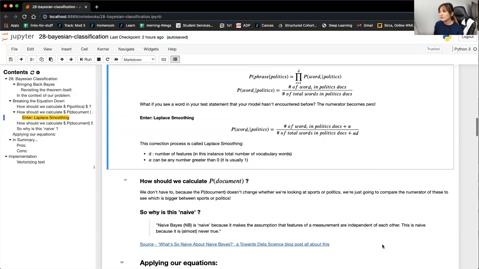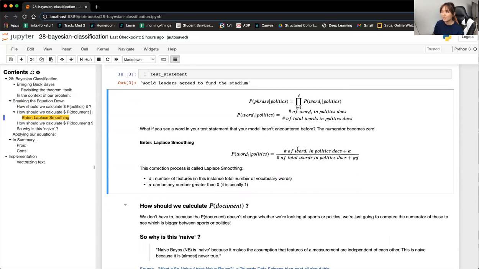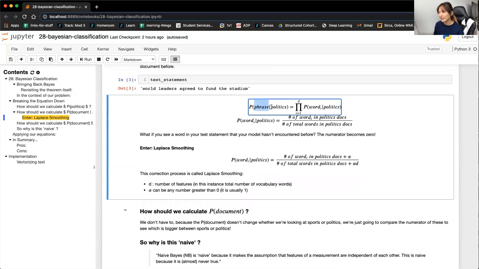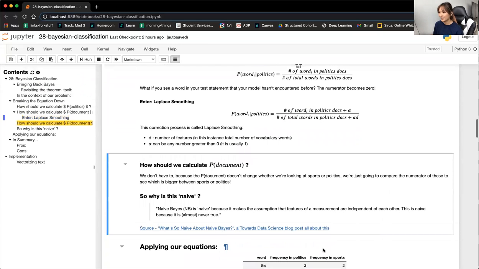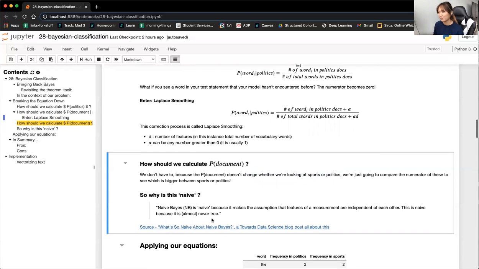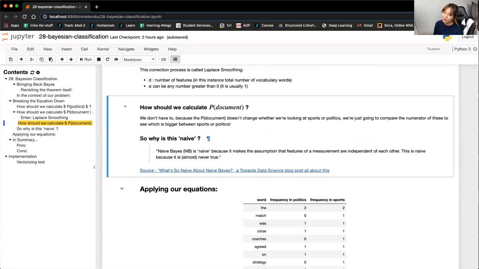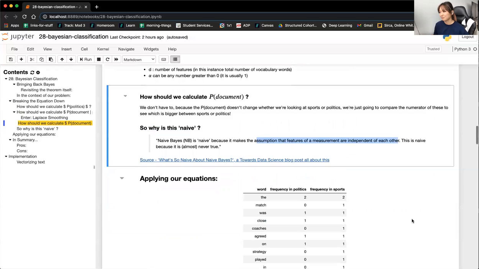Cool. So next, after you have this, you can pretty much compute your probability for the phrase occurring, given that it has that label. All right, so again, the probability of the document doesn't change whether you're looking at either class, so you don't have to compute this value at all. So again, why is this naive? Because it makes the assumption that the features are independent, and it's naive because it's almost never true. This is a Towards Data Science blog post that explains that in more detail.